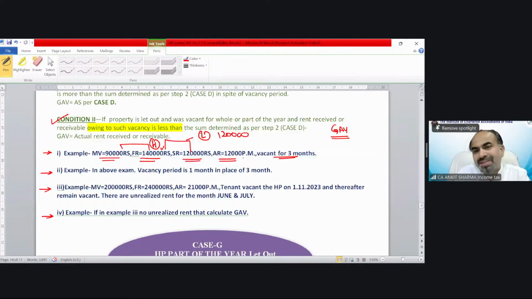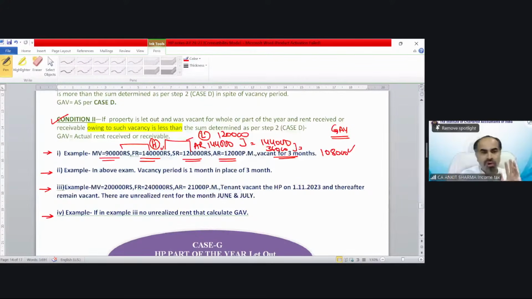12,000 per month is the actual rent, and vacancy is given only for 3 months. So when we take the annual rent, that would be 1,44,000. No unrealized rent is given, no self-occupied rent is given. So the higher would be 144. Now we can reduce the 3 months vacancy, that means 36,000 from this value. So my GAV would be, in the first case, 1,08,000 rupees.